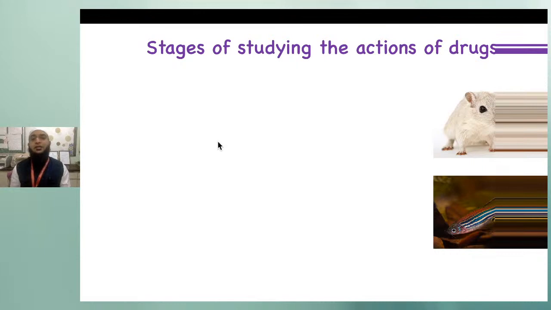Let's see the stages of studying the action of the drug. What are the different stages for studying the action of the drug? Do you study directly on the human being, or first you start with some in vitro test, then you go into the animal? Let's see that.